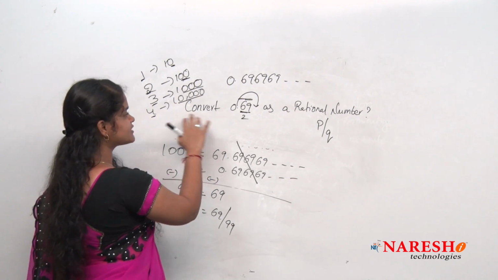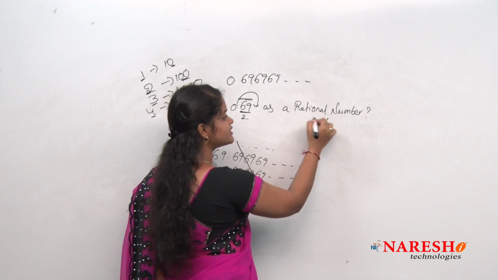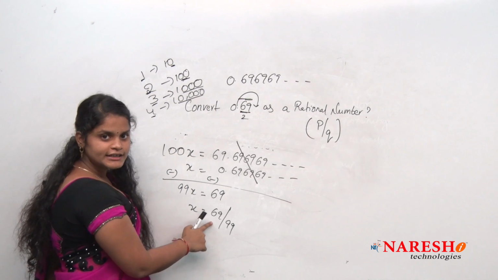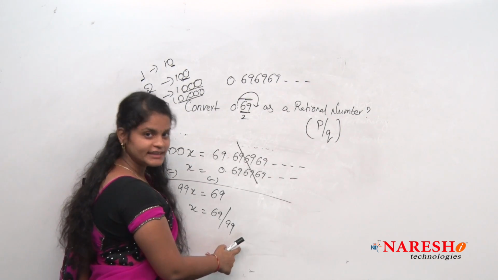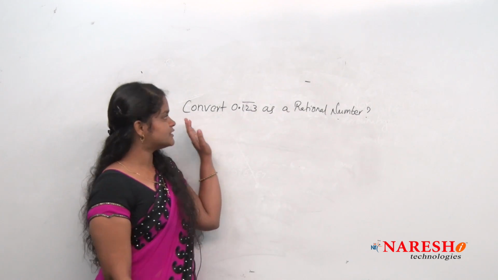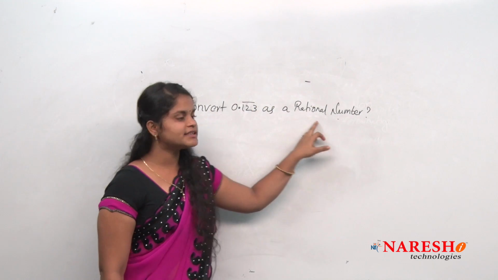Yes. So what they ask, convert 0.69 bar as a rational number. Rational number means nothing but in the form of P by Q. So what is the answer? 69 divided by 99. Okay. Let me explain you one more example. See, convert 0.123 bar as a rational number.